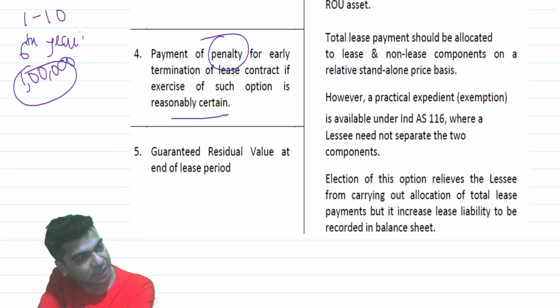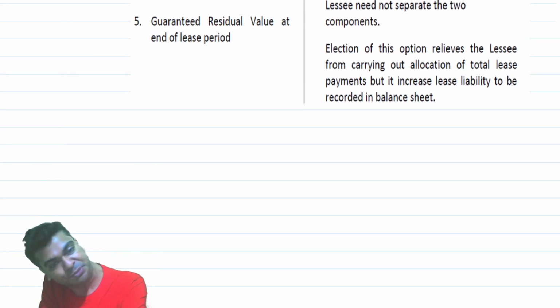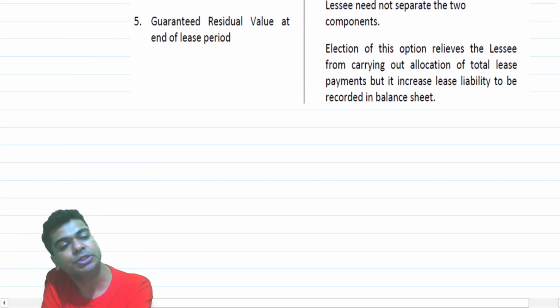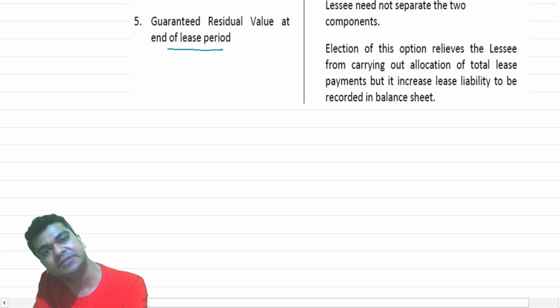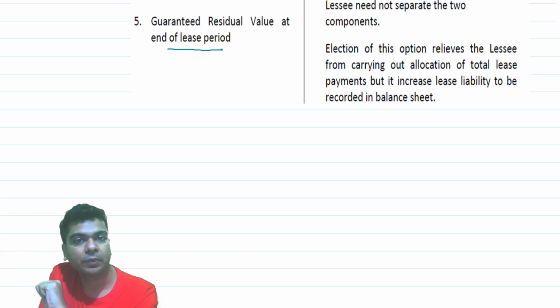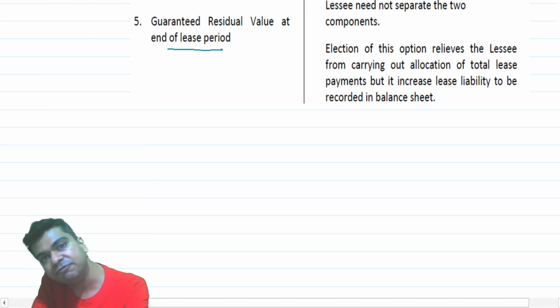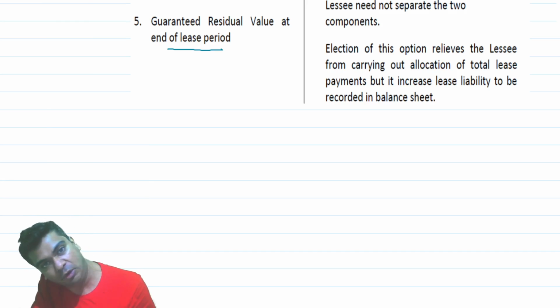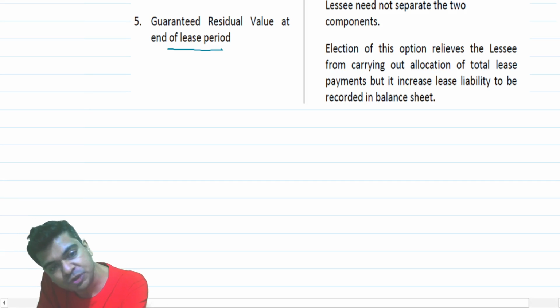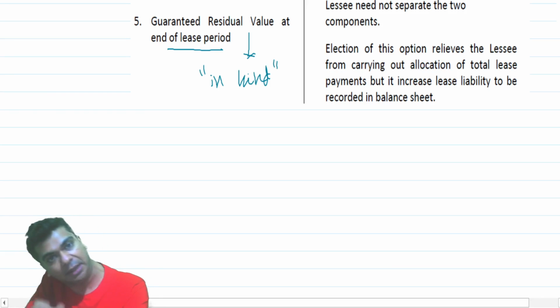And finally, the last item, item number 5, you will also include in the lease payments guaranteed residual value at the end of the lease period. Guaranteed residual value. What exactly is this? Now, many a times guaranteed residual value is confused. We are of the view that we will have to pay so and so amount at the end of the lease period. No. Most of the times the guaranteed residual value will be paid in kind, right? Instead of cash, this is going to be paid in kind.